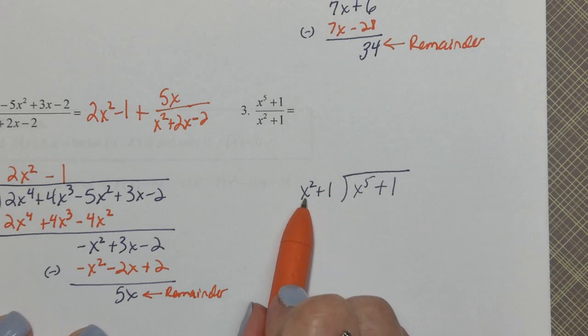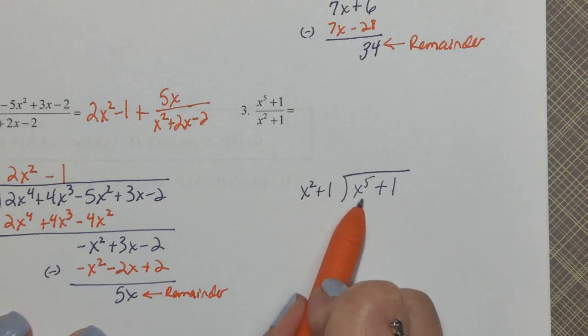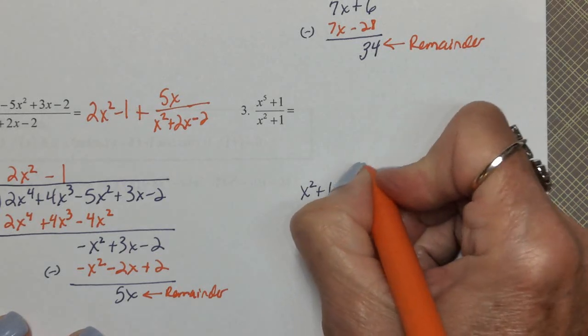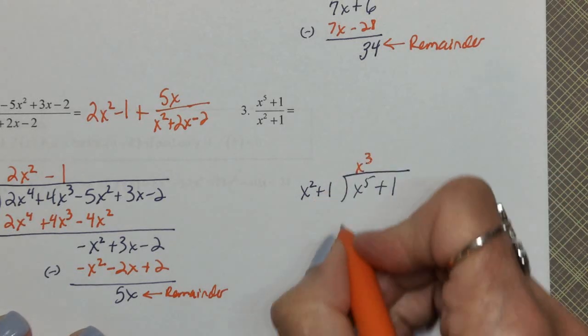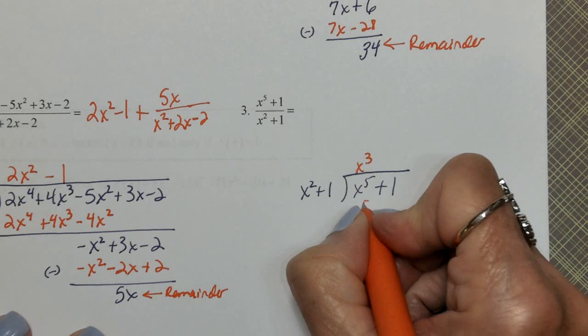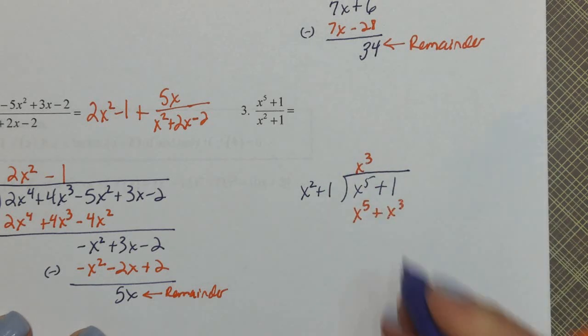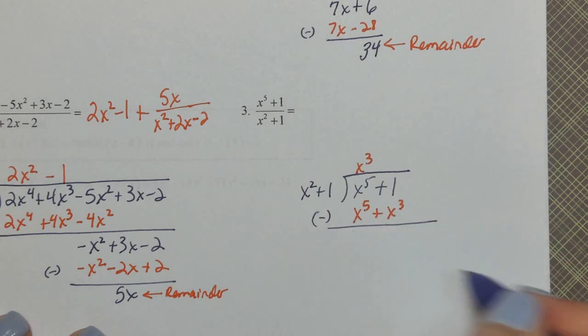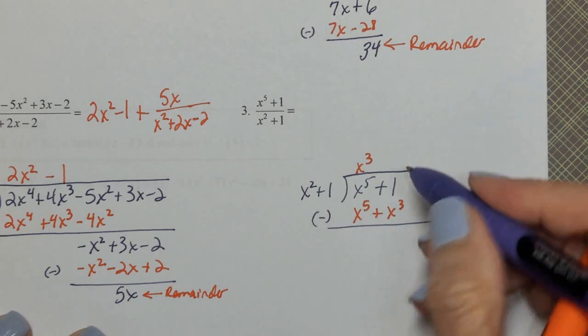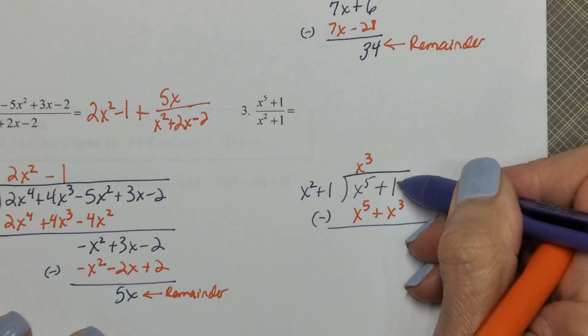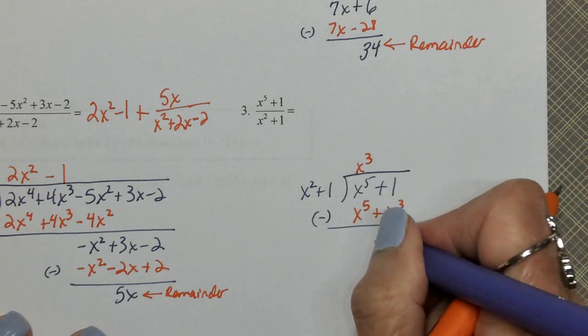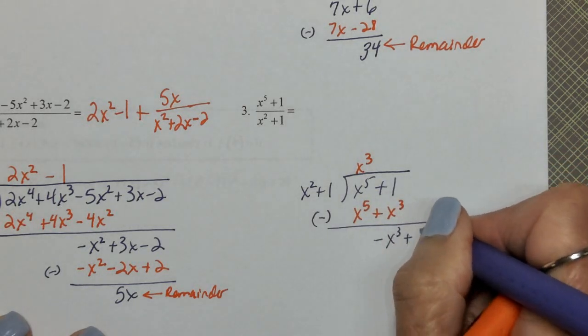All right, how many times does x squared go into x to the 5th? What do you multiply x squared by to get x to the 5th? X cubed. So then we're going to have x to the 5th plus x cubed. And we subtract these. So be careful here, because this one definitely does not have any x's with it. So when you subtract these, you're going to get a negative x cubed plus 1.